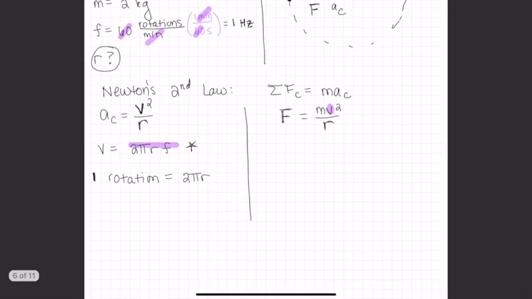So we can set up this conversion factor that 1 rotation is equal to the circumference, and then you can take that one hertz that we have, so that one rotation per second, and multiply it by 2 pi r over 1 rotation, so that the rotations cancel and we're left with 2 pi r.